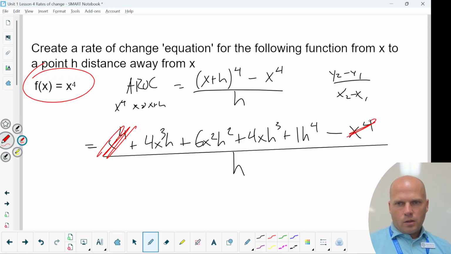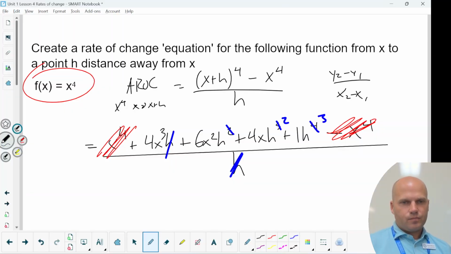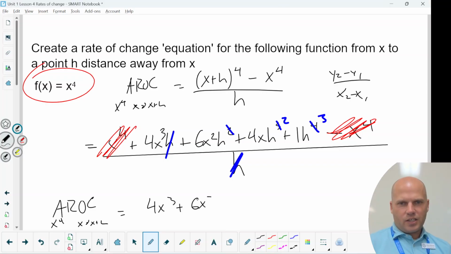The x to the fourths go away. Factor out an h, or divide every term by an h. I'm going to divide every term by an h, and I get an equation. The average rate of change of x to the fourth from x to a point h distance away is 4x cubed plus 6x squared h plus 4x h squared plus h cubed. Cool.